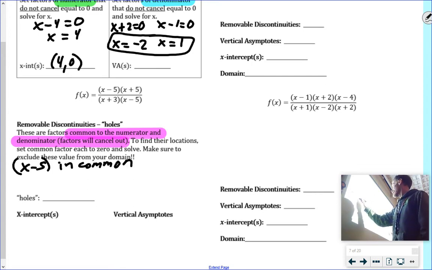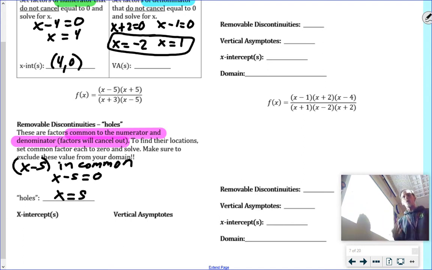So we set x minus 5 equals 0, which means x is equal to 5. Now, there is a way to find the y coordinate because it's a specific point where that hole is, but I'm not too worried about that right now. If you're curious about that, you can send me a message or I can talk to you about that outside of class. So anything in common that cancels out, you set that thing equal to 0, solve it, and that's where your hole is going to be located.